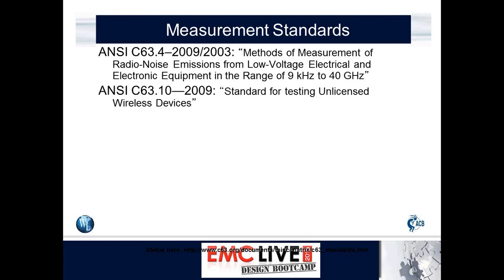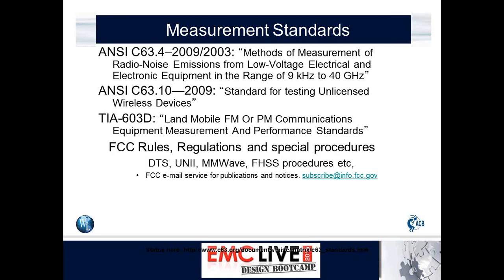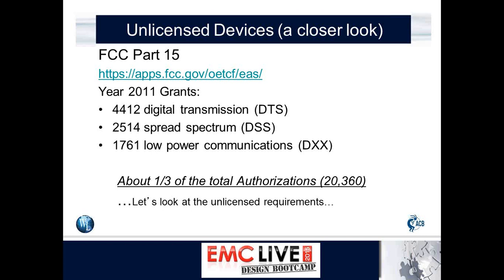ANSI C63.10-2009 was a standard for testing unlicensed wireless devices. TIA-603-D was for land mobile FM or PM or pulse modulated communication systems. Then there are the FCC's rules, regulations, and special procedures. The FCC from time to time puts out actual procedures for DTS, UNII, millimeter wave, etc., and this all can be found at the FCC's site. C63.26 is in draft for licensed devices and should be out soon.